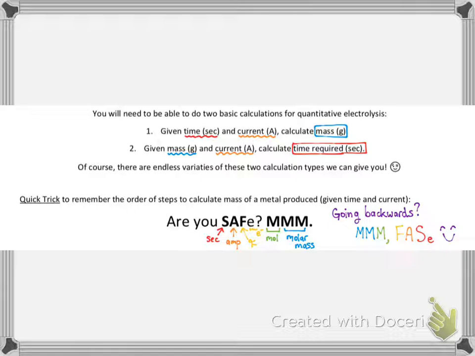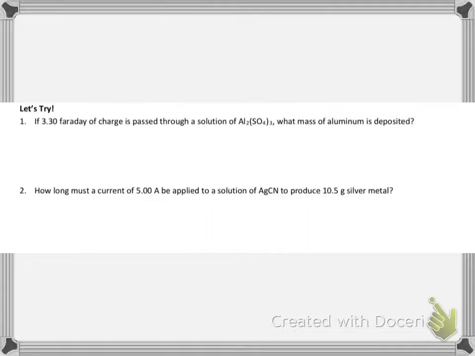So let's try some practice problems. Okay, in our first example problem, they say you've got 3.30 Faradays of charge, and that's passed through a solution of Al2SO4 and we want to know the mass of aluminum deposited. You might be thinking, but wait, I only have one number. They didn't give me the current. You said they'd always give me the current. Well, this is one of those weird problems.